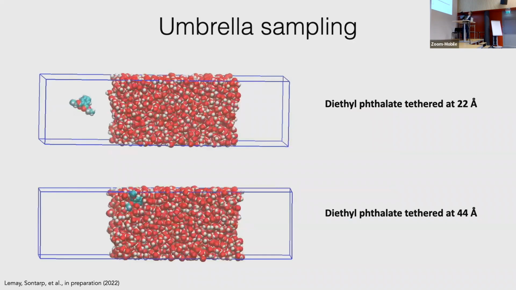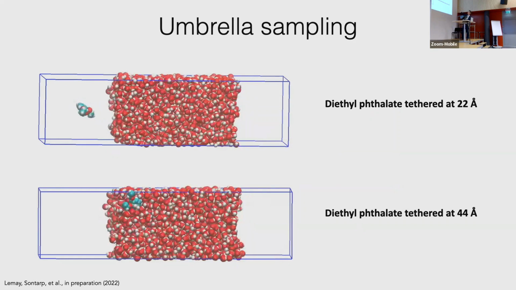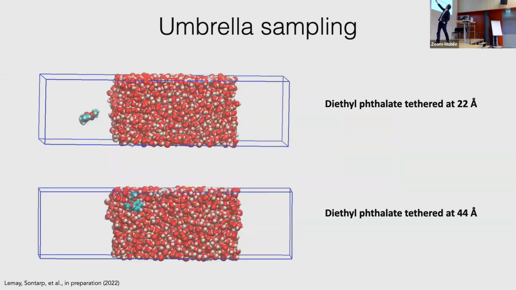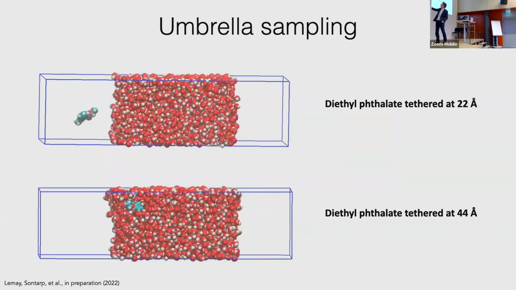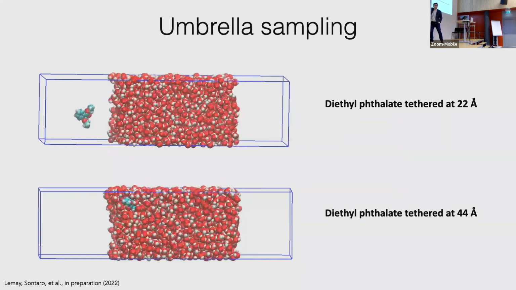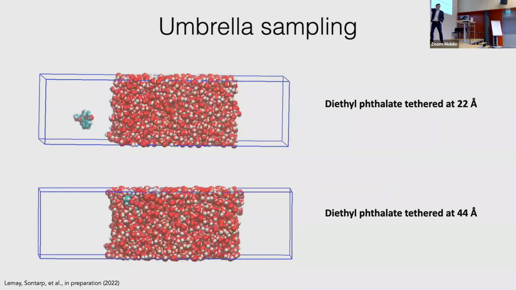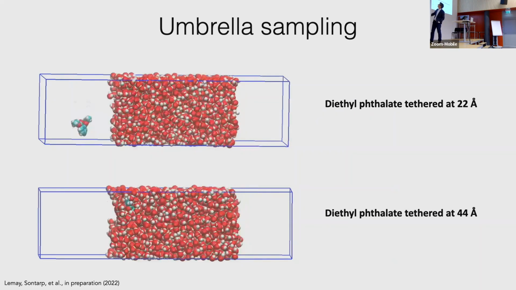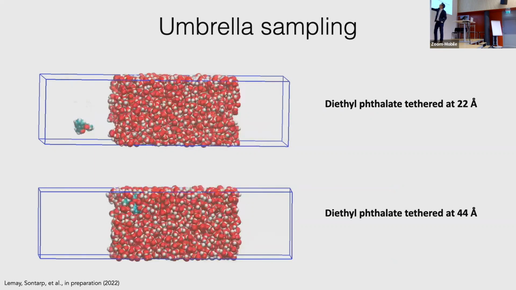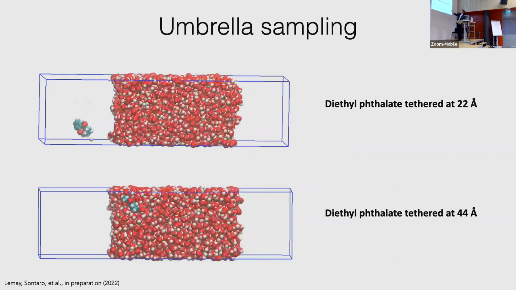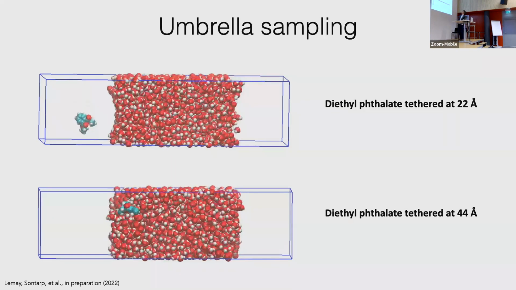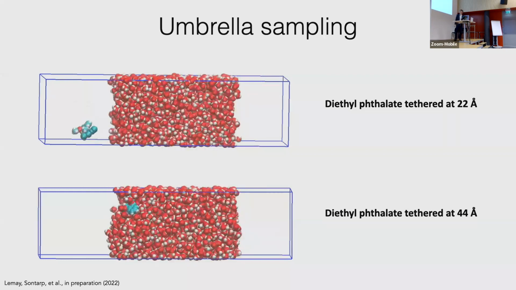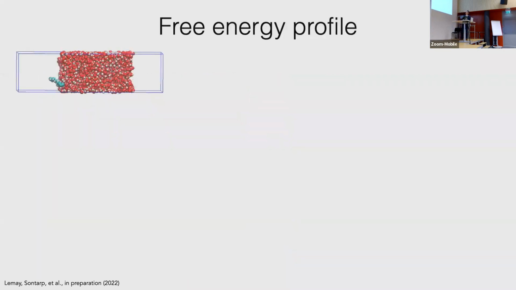So this is just illustrating, again, diethyl phthalate, one of the 83 compounds that we looked at. In the top case, it's tethered with the harmonic potential at a y coordinate of 22 angstroms. In the second case, it should be feeling a pull towards the surface, right? But it can't move because it's tethered. In the second case, it's tethered at a y coordinate of 44 angstroms. The Gibbs dividing surface of water in this case is at 27 angstroms, if I remember correctly. And so from that, we reconstruct these little pieces of the free energy landscape, and then we reconstruct the whole free energy landscape.